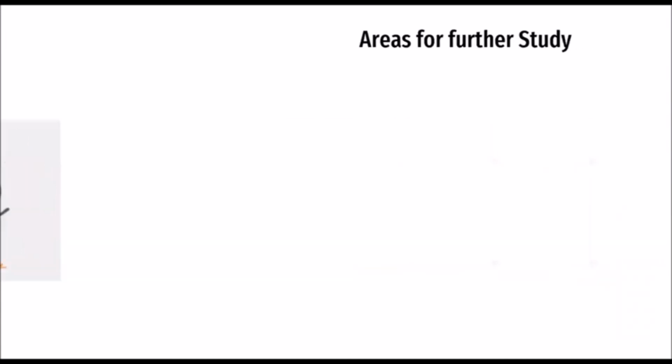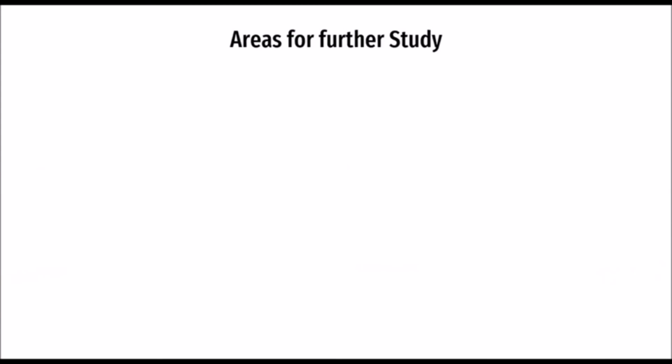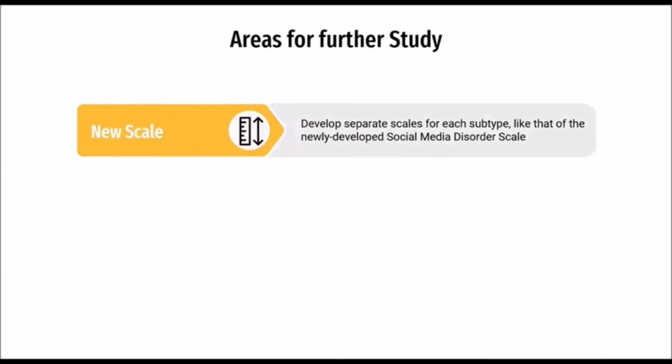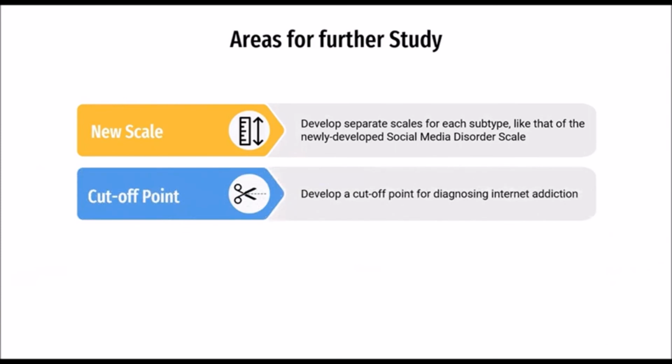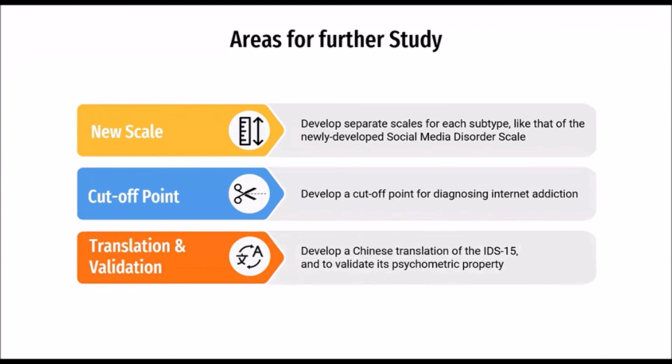To sum up, for areas for future research, we suggest the development of separate scales for each subtype of internet addiction, like the newly developed social media disorder scale. This can help clinicians to have more precise screening on patients to identify addiction type, followed by specific treatments. We also suggest future research to develop a cutoff point for internet addiction for diagnosis. Last but not least, a Chinese version of IDS-15 is suggested, with its psychometric properties being validated.